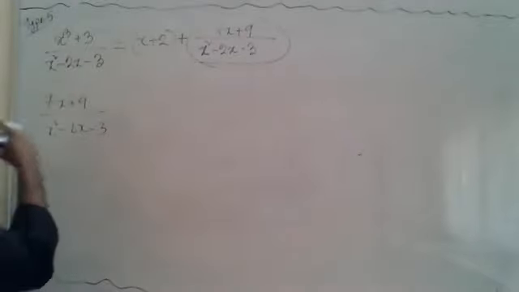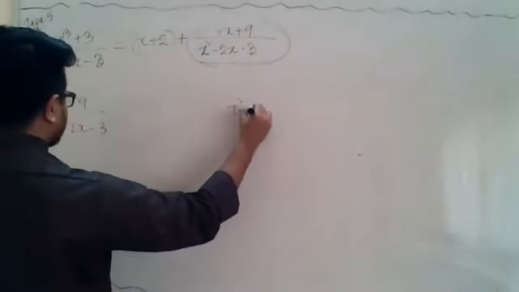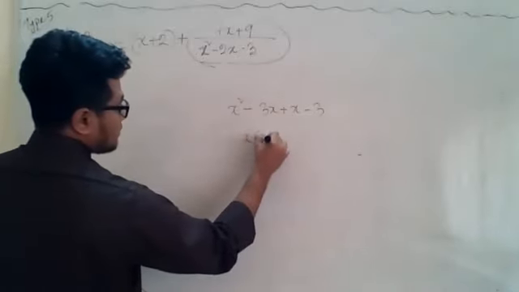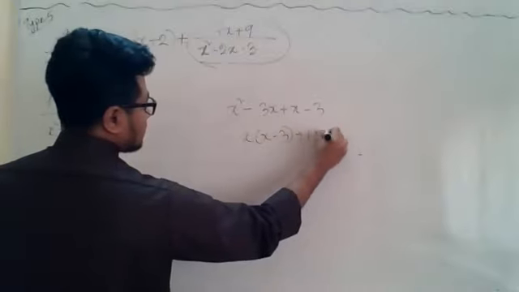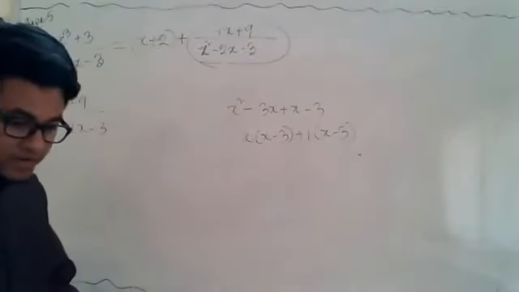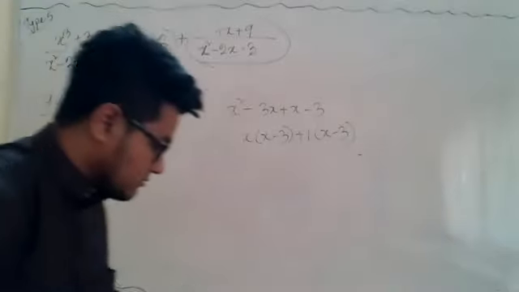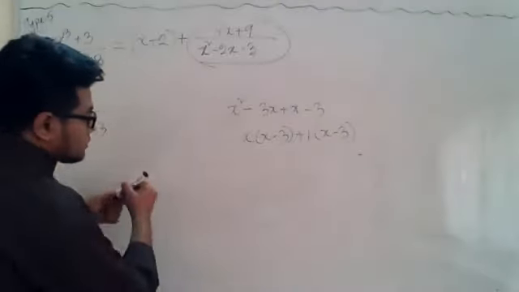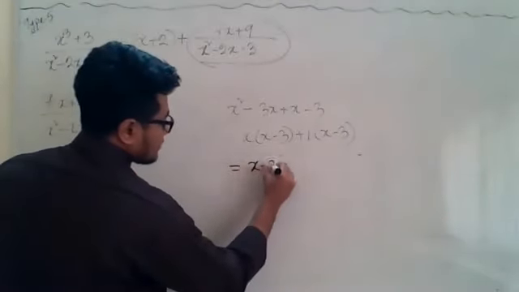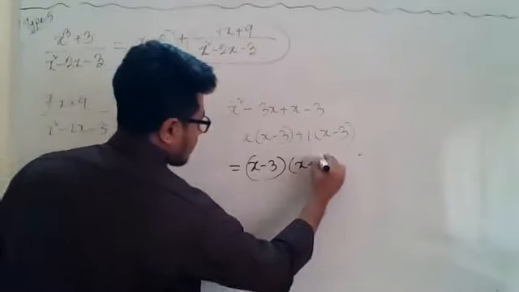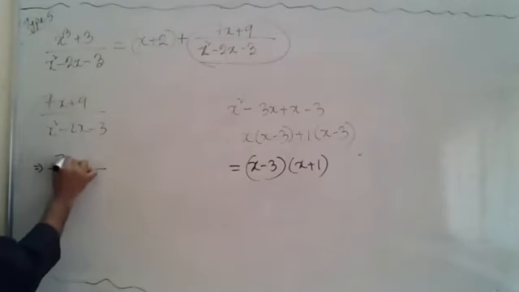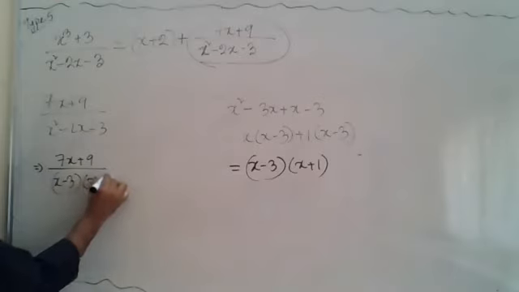Now 7x plus 9 divided by x square minus 2x minus 3. We have to factor the middle term, right? If we factor the middle term, what will it be? x square minus 3x plus x minus 3. So x common, we get x minus 3, plus 1 common, we get x minus 3. Can you see the writing clearly? Because I think the marker is getting faded. I have another marker. So this one can be written as x minus 3 into x plus 1. Okay, so this 7x plus 9 will become over x minus 3 into x plus 1, right?